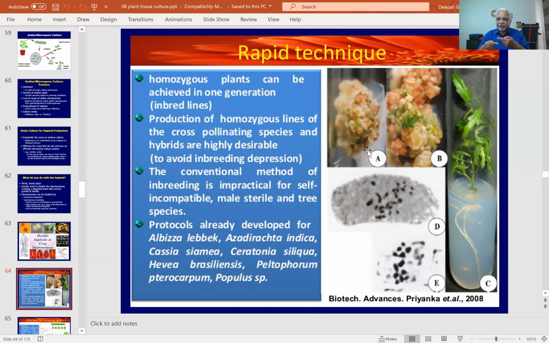Otherwise, homozygosity takes a longer time if you keep on breeding, keep crossing and inbreeding. It takes a lot of time. So this was one of the very important discoveries, or uses of this discovery, of achieving homozygosity in one stroke, which otherwise takes much longer.